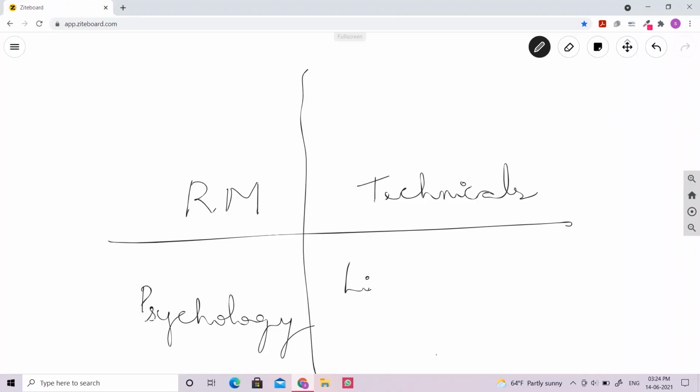All right. Now the fourth quadrant is life management skills.